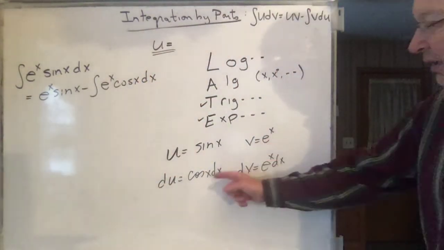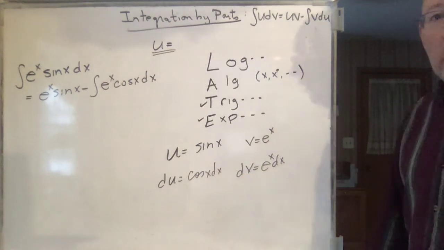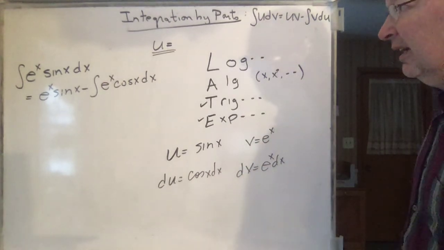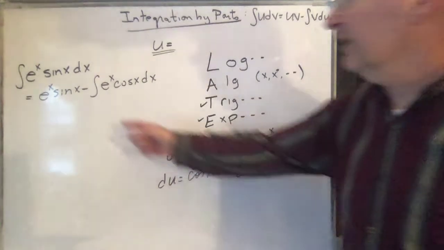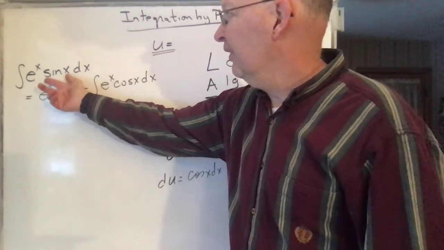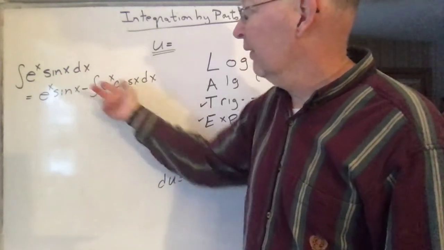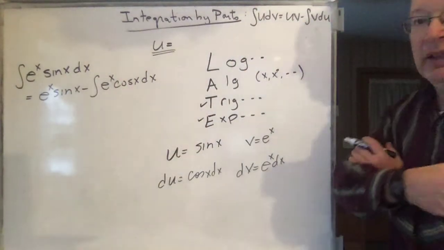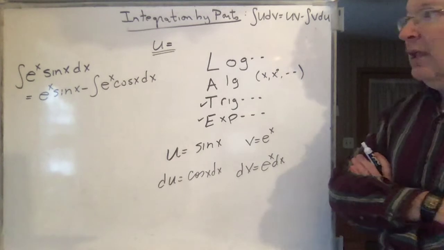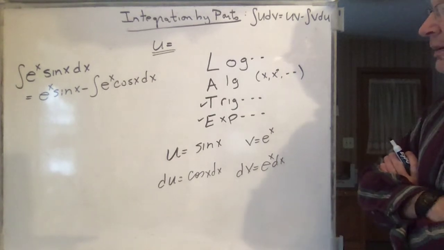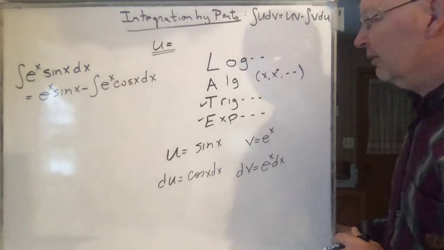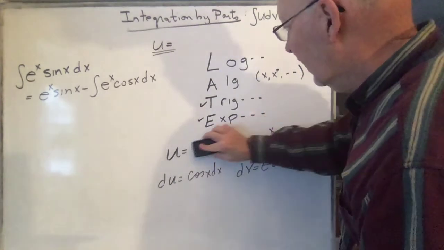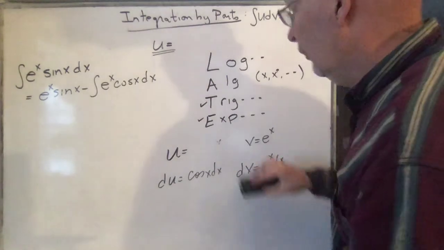Agreed? v du. Well, shoot, you look at that and you say, that's no better than what we started with. I had to find the antiderivative of this thing, and now I have to find the antiderivative of this. It's six of one, half a dozen of the other. What should we do? Well, kind of like the x squared e to the x, give it another try and see what happens.